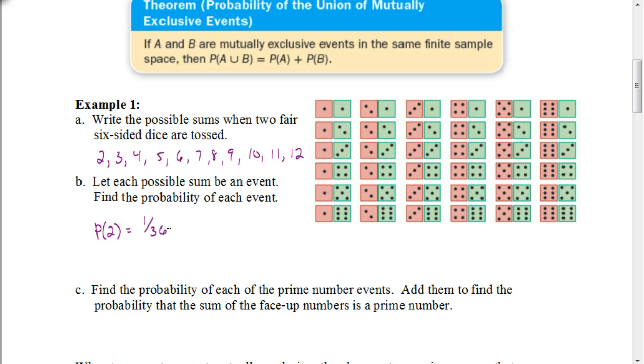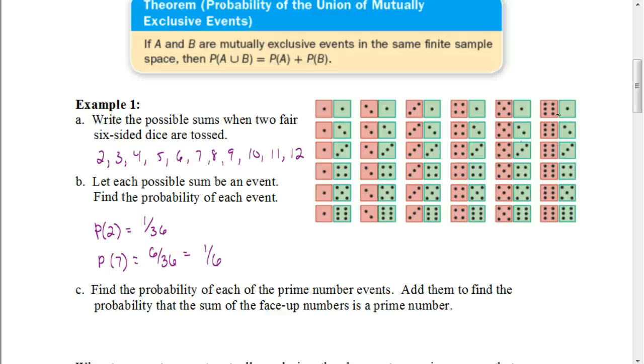Well, let's say we wanted to find the probability of getting a sum of, let's say, 7, for example. Again, this is the probability of getting a sum of 7. We see that happens in this diagonal. So there's a total of 6 times that happens out of 36, which would reduce to 1 out of 6. So those are just two examples. Again, we could do this for all of these different sums, but rather than take the time to do that, we'll just look at a couple here. Well, let's look at part C. It says find the probability of each of the prime number events. Add them to find the probability that the sum of the face-up numbers is a prime number.